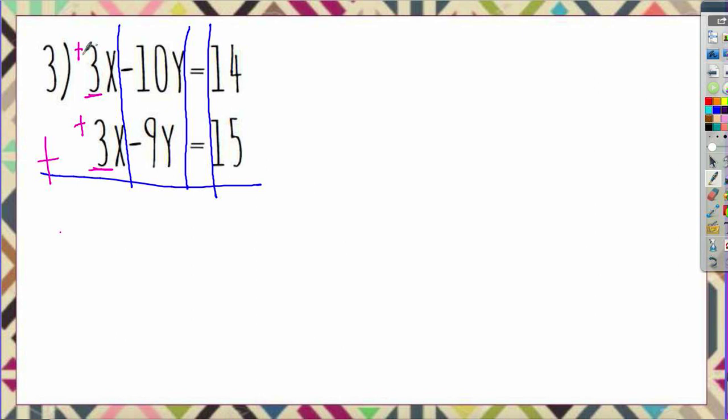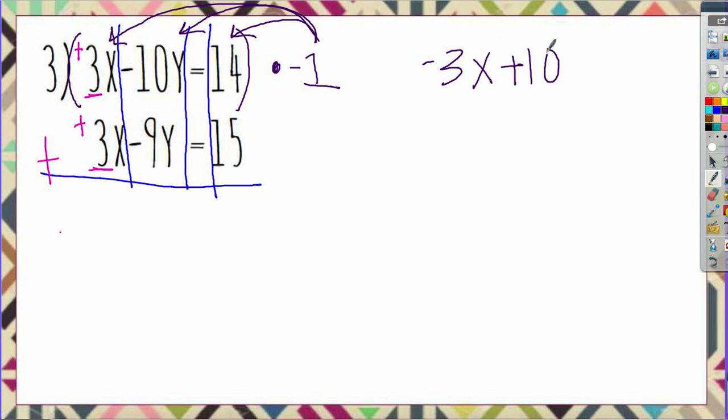So if both of them are positive, I just need to pick one of them to make negative. In order to make a positive 3 into negative 3, I simply need to multiply by a negative 1. So I'm going to multiply this entire top equation to maintain equivalence by a -1. I will distribute that -1 to all three terms in the original equation. That will leave me with -3x plus 10y equals -14. I did not make any changes to the second equation, so I will rewrite it the way it was.